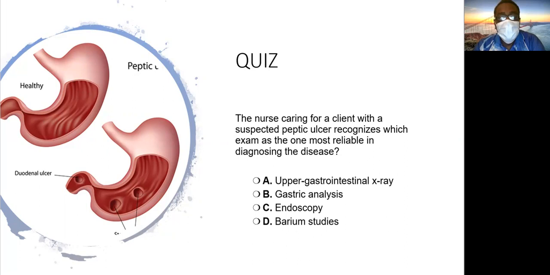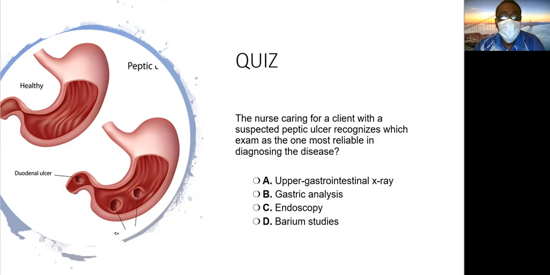Upper gastrointestinal X-ray, gastric analysis, endoscopy, barium studies. Well, all of the tests listed can be used to diagnose an ulcer, but an endoscopic exam is the only way to obtain accurate visual evidence. A, B, and D are not as accurate or reliable, which makes them incorrect.